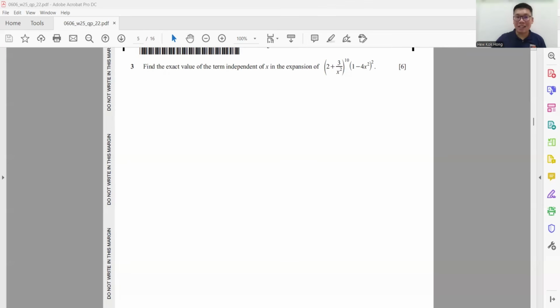Question 3. Find the exact value of the term independent of x in the expansion of these two things. When they are in this relationship, something times something, we need to ensure that if there is any specific power, we need to expand it first. So both also we need to expand. We expand this first.